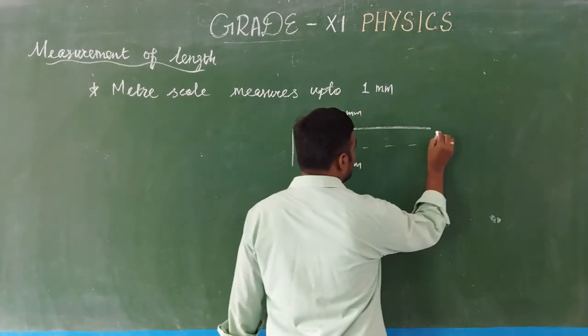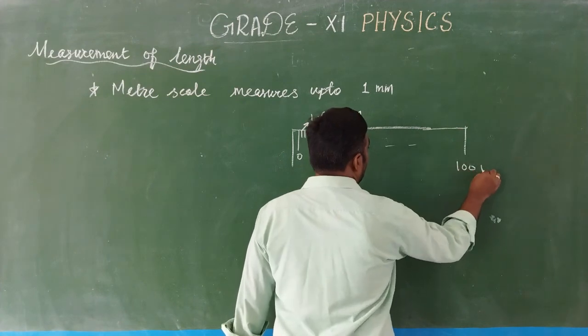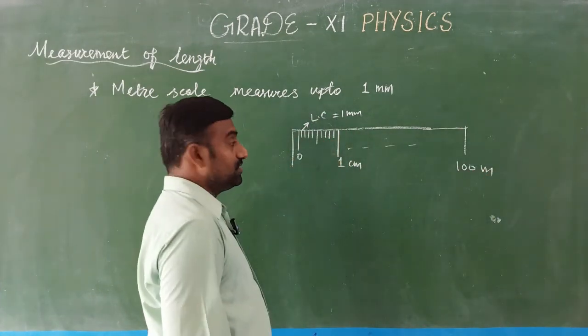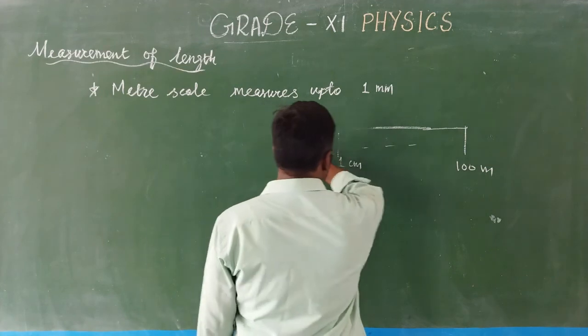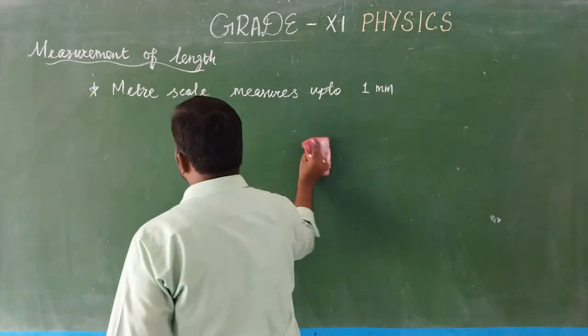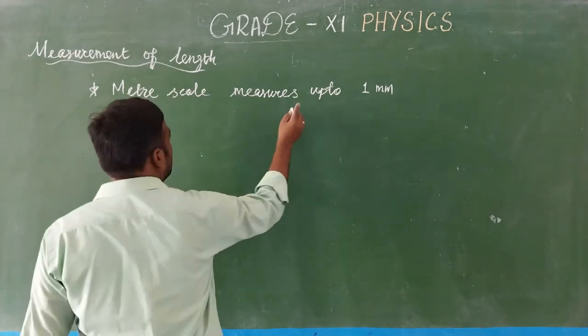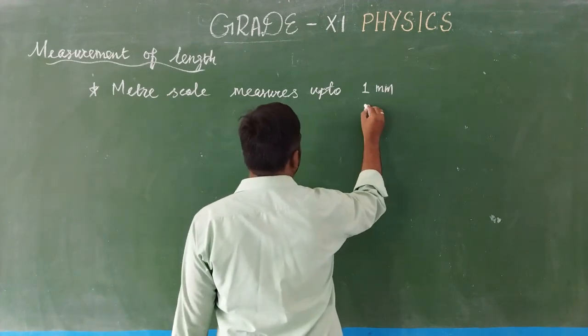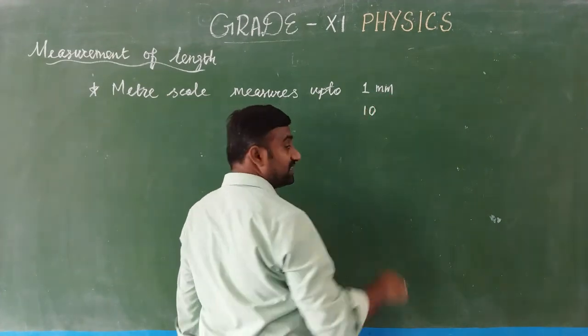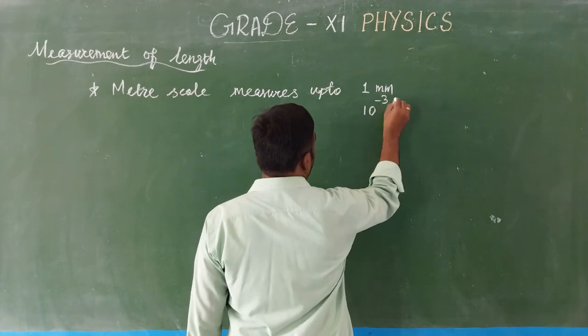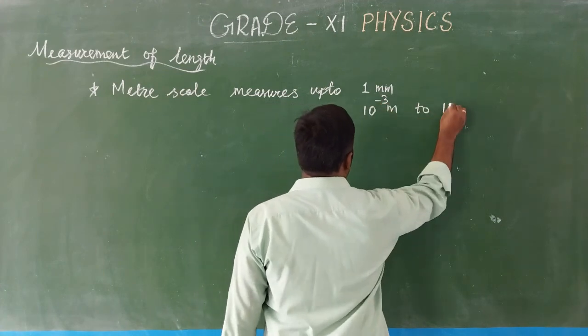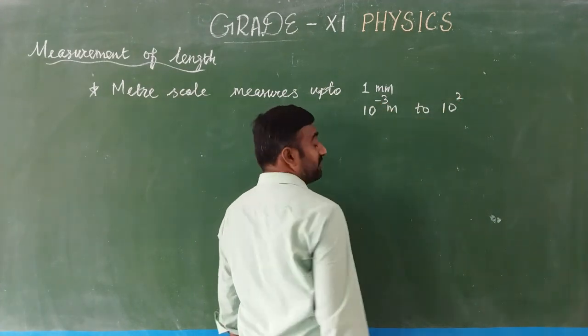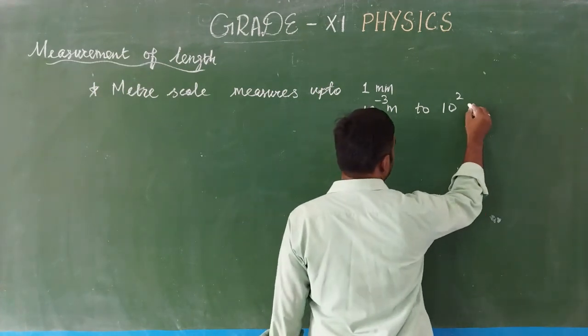Similarly, we can measure up to 100 meter. Okay. So we can write the range of this meter scale. The range of the meter scale is from 1 millimeter, and milli means, as I already said, 10 to the power minus 3. So 10 to the power minus 3 up to 100 meter. We can write 100 as 10 squared.